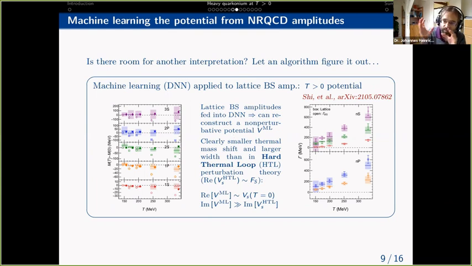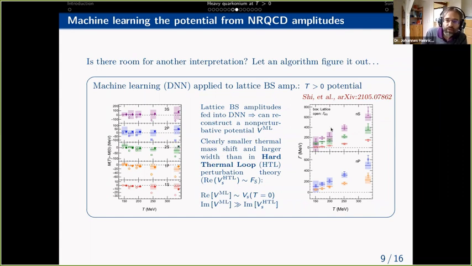So people used these Bethe-Salpeter amplitudes, stuck them into a deep neural network, and let machine learning figure out what is coming out. And that's what you see in this work by Xie et al. So what you have here, these boxes are the lattice results for the mass shifts of the different states that you see here. The open circles down here usually are the leading order hard thermal loop predictions for the mass shifts, and the filled symbols are what you get out from the deep neural network. So the deep neural network reproduces essentially the results that the lattice had obtained for the energies when you give it the Bethe-Salpeter amplitudes.